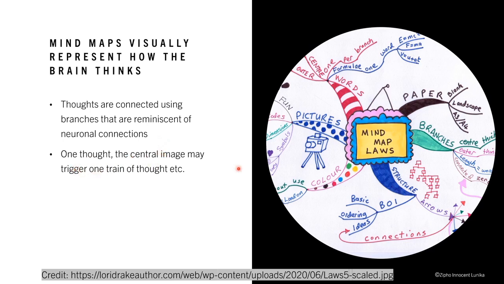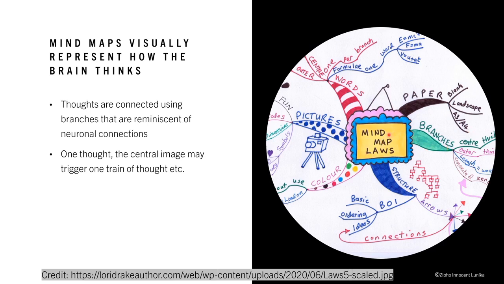The central image is what a mind map is built around. When we think of a mind map, we may think of paper. Well, a mind map must be on paper. What type of paper? Well, the paper must be blank. The paper is typically oriented in landscape orientation. The paper may be A3 or A4 to draw the mind map. And the mind map has branches as well.